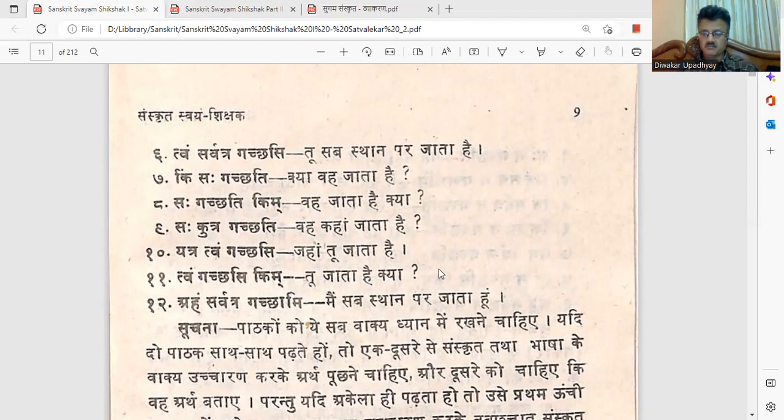सः गच्छति किम्. In Sanskrit, the wonderful thing is that you can place words in any combination and the meaning is not affected. See the power of this language. You don't have this feature in other languages. Sah gacchati kim. Does he go?